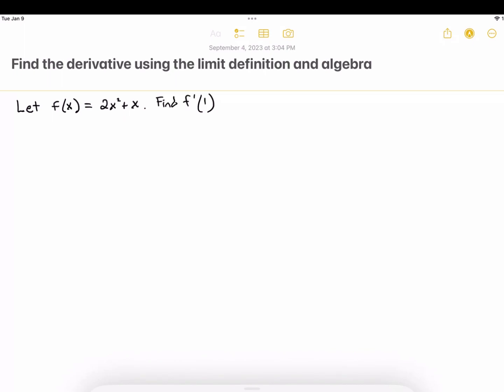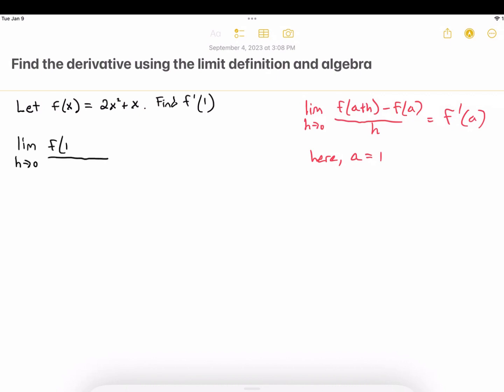Find the derivative using the limit definition and algebra. So in this case, we are not going to be using tables or estimations. We're using this big machine called the definition of the derivative. Here we have a equals 1, a specific point. So we need to substitute in a equals 1 into that definition of the derivative.